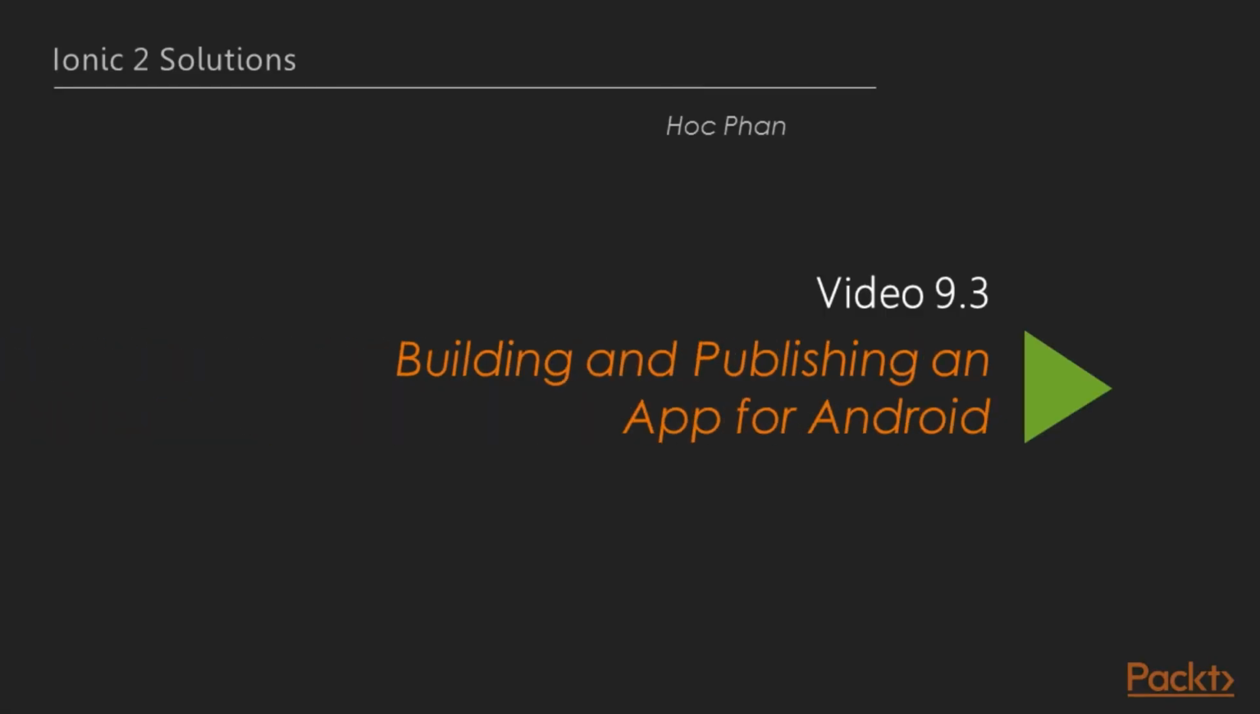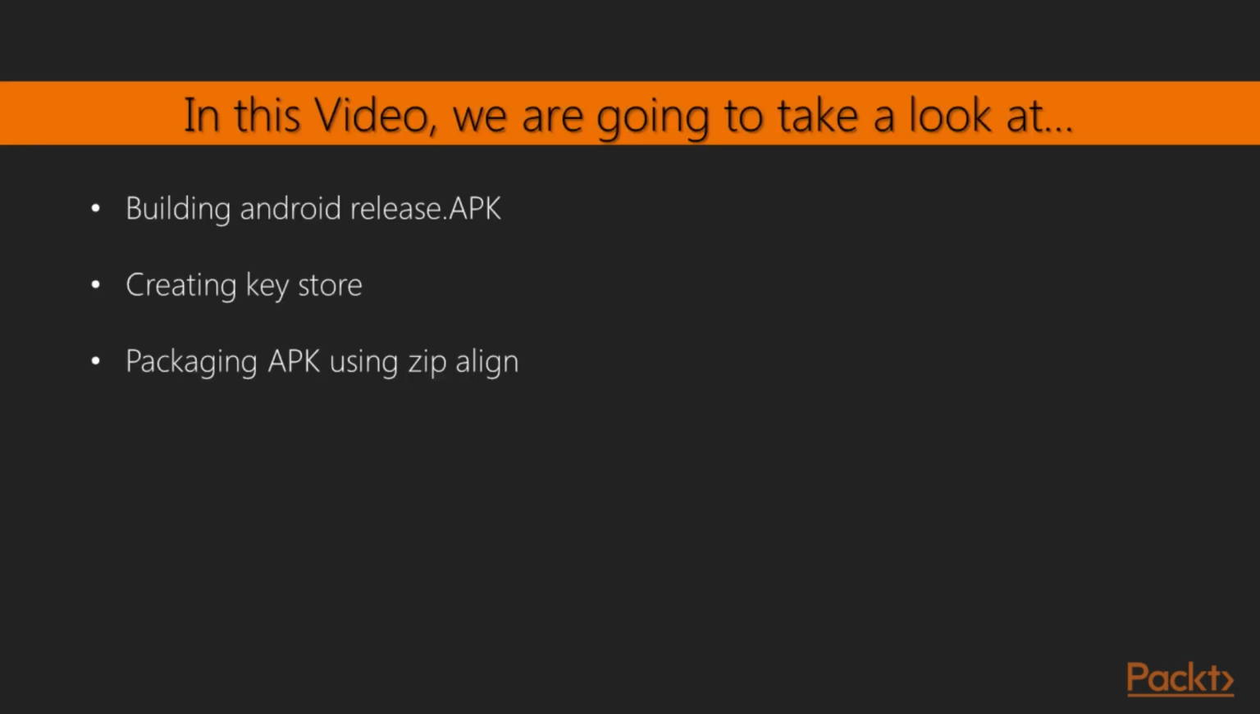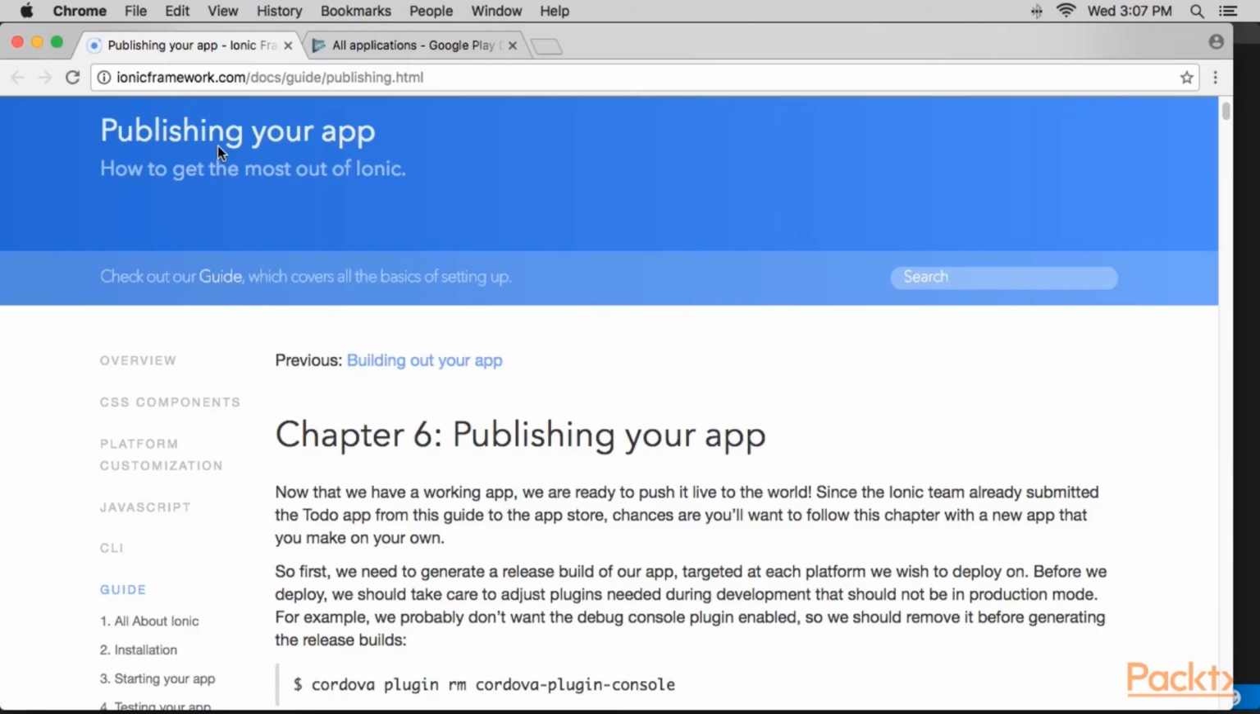Hi, this is the last video of this section, building and publishing an app for Android. Previously, we looked at building an app for iOS. In this video, we'll build Android release.apk, create key store, and package APK using zip-align. Building and publishing an Android app is a little more straightforward than iOS because you just interface with the command line to build the .apk file and upload it to Google Play's developer console. The Ionic framework documentation also has a great instruction page for this, which can be found at this link.